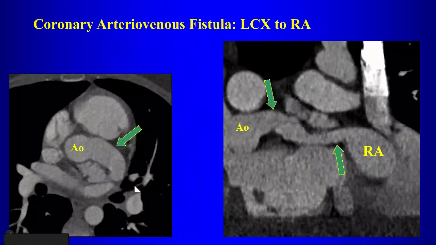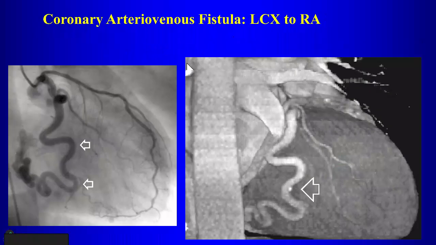So here's a left circumflex coronary artery that is markedly dilated, and then on this curved reconstruction, you can see it's connecting to the right atrium. And again, because of the pressure gradient, the flow will preferentially be towards the right atrium in that case. Here you can see the dilated tortuous vessel coming down, and then the flow directed towards the right atrium.